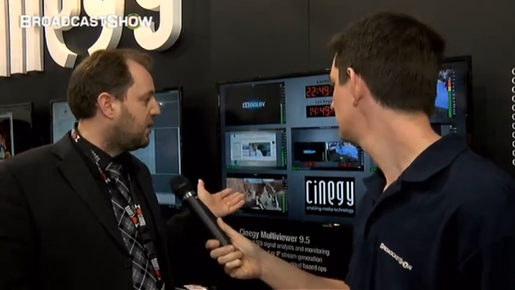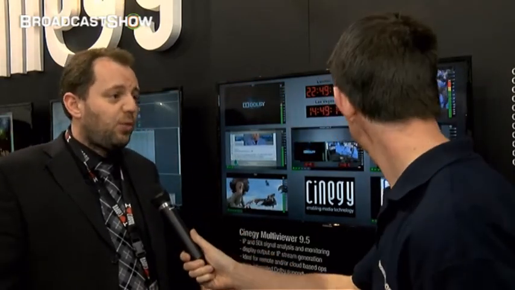SDI cables and all the equipment is quite expensive. Let's have a look at trying to do this in a different way. So at Cinegy, we're all about that. We're all about software, so we're always happy to say anytime we can take a hardware dependency away, like cables, let's do it. So the thing we've got showing here is Cinegy Multiviewer.